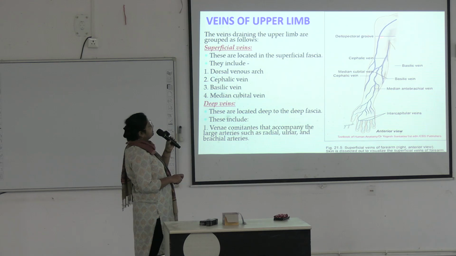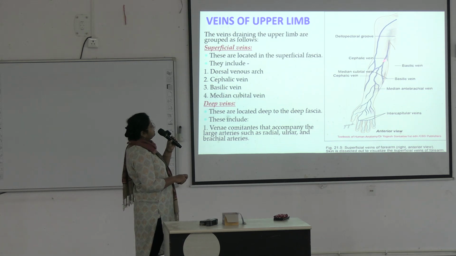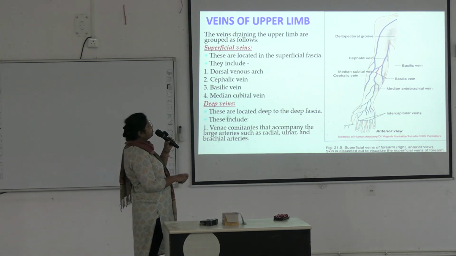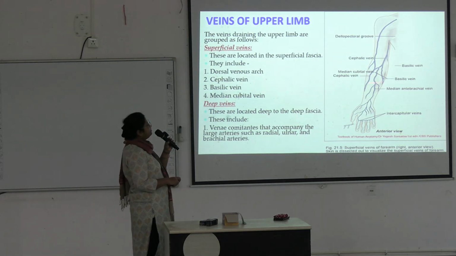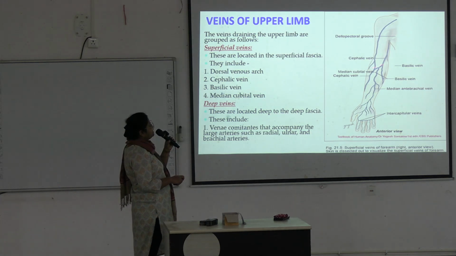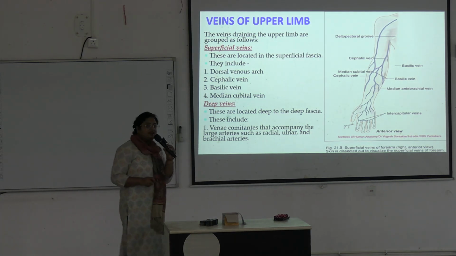Okay, the marking, these lines are wrong. You see from the picture, this is cephalic vein and this is basilic vein. Basilic vein is going medially, cephalic vein is going laterally. And it comes in front of the elbow joint and these two veins are connected near the elbow. This part is known as cubital fossa.